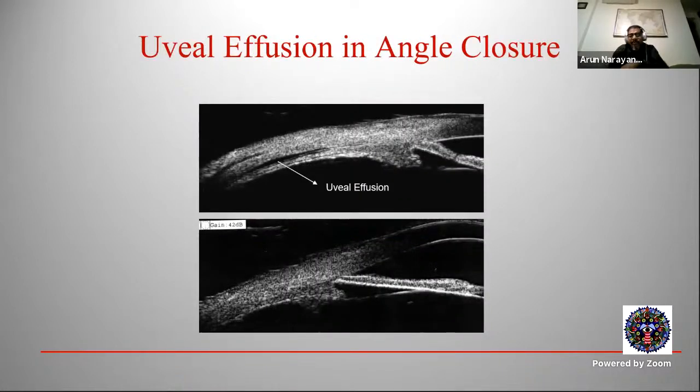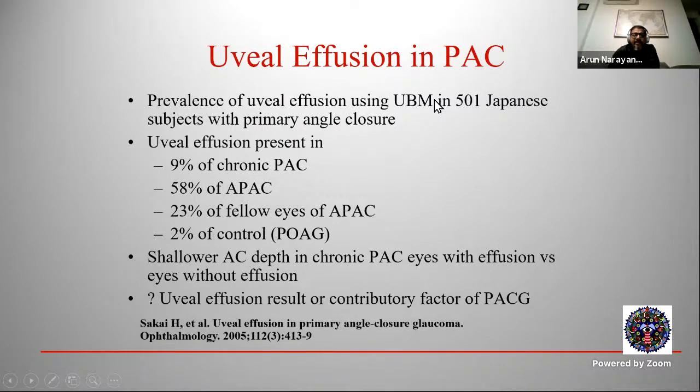What we learned along the way when we were imaging many of these eyes is that there's an unusual entity of uveal effusion seen in angle closure eyes. Now, this was demonstrated very well by Sakai and colleagues, who evaluated almost 501 subjects, wherein they noted that the uveal effusion was present in about 58% of the eyes with angle closure, and 23% of the fellow non-attack eyes also had this uveal effusion. Further, they demonstrated that a shallower anterior chamber depth in chronic angle closure eyes with effusion was noted when compared to eyes without effusion. Though we do not know the temporal sequence of this, we know that there's a novel mechanism associated with angle closure, and we continue to learn more about it.